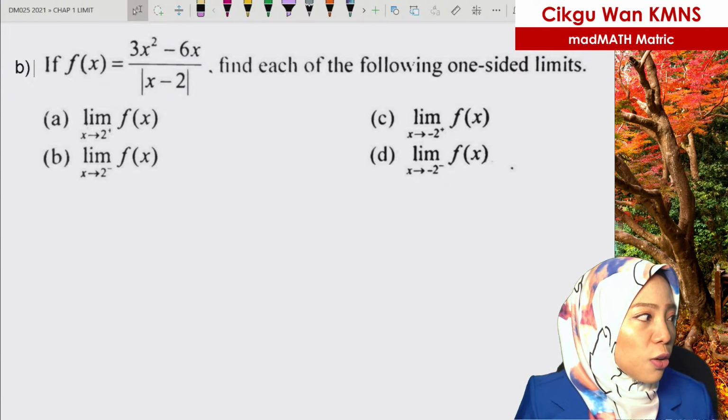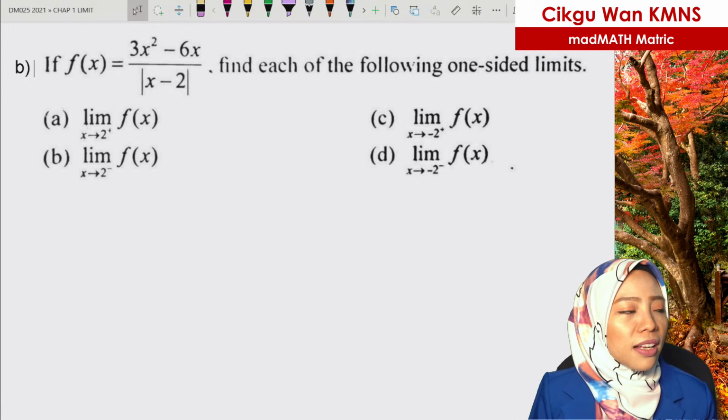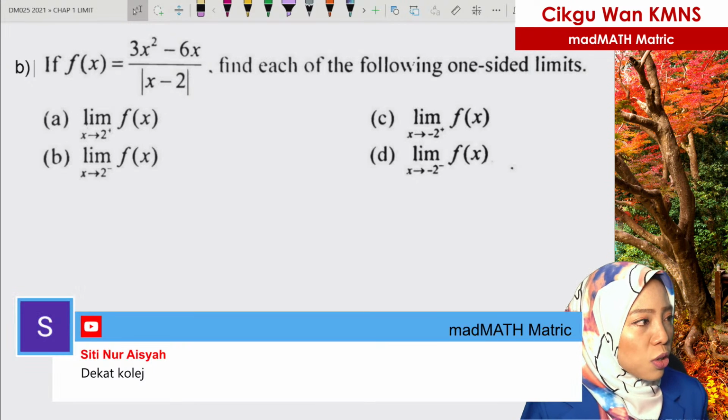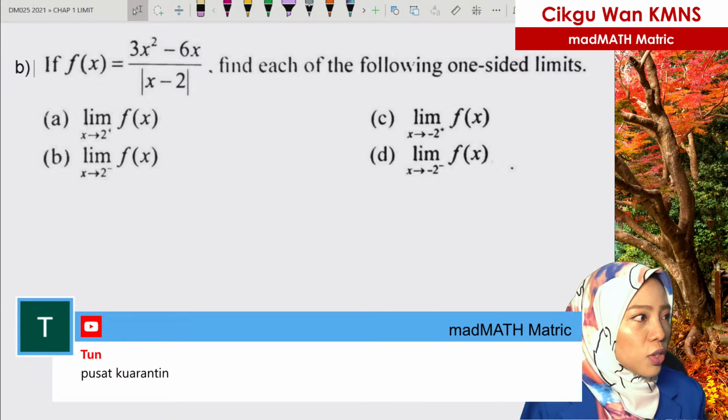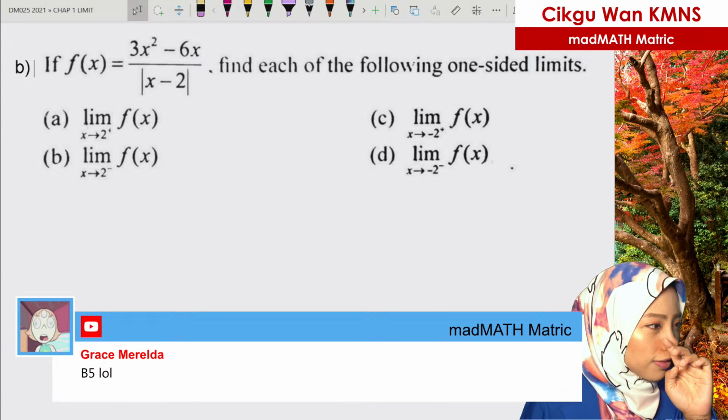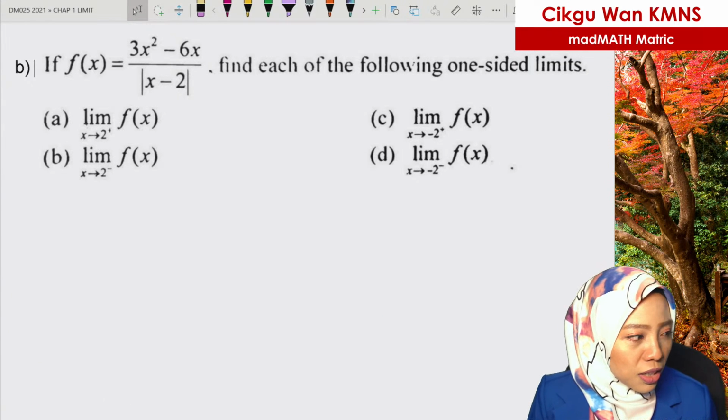Okay, Aisyah dekat college, Grace dekat KMNS. Memanglah kat college, dekat blok lah. Yang kat college semua kat blok lah. Okay, kat college, pusat kuarantin tu, Allah sedihnya. Okay, kuarantin, take care tu. Aisyah dekat college, B5. Okay. Burhanuddin B3.